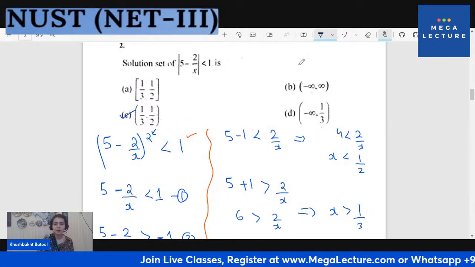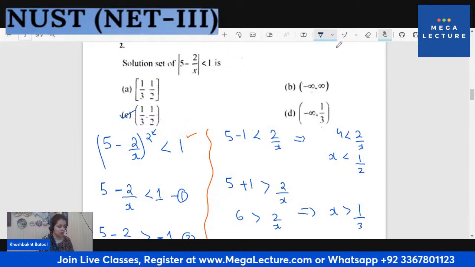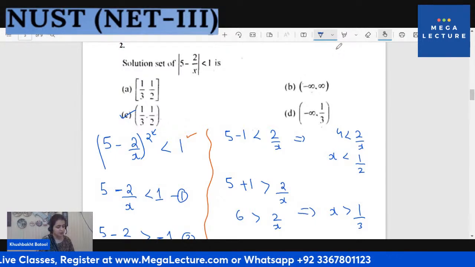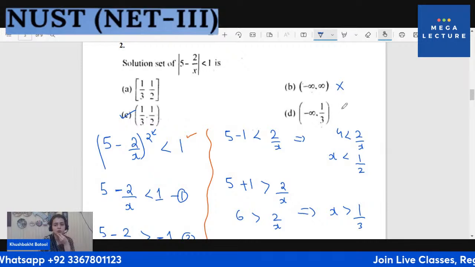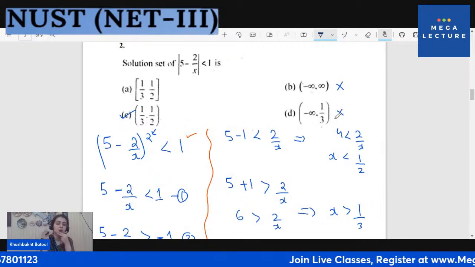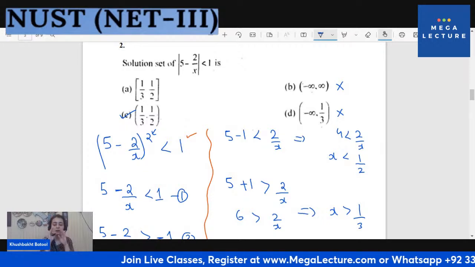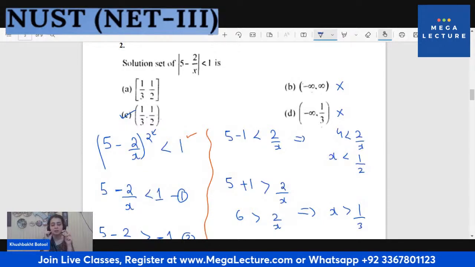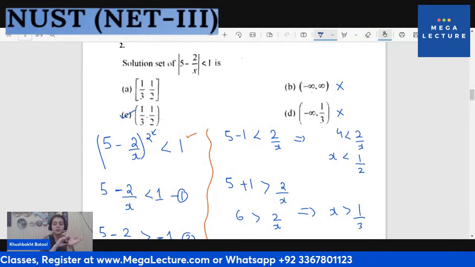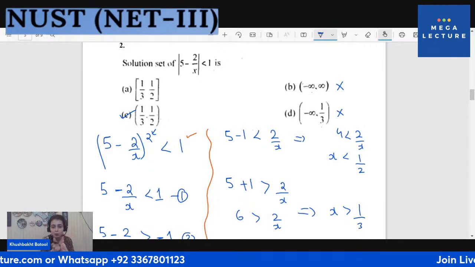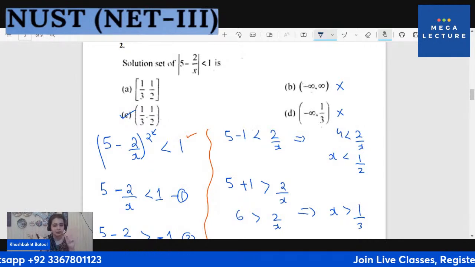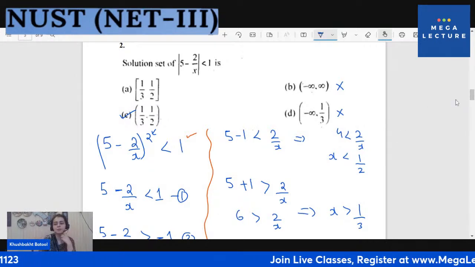Now, the best thing about NET is that you would only be talking about MCQs. Once you say MCQs, it means that you can just cross out the wrong options and go with the right one. This cannot be the choice. This cannot be the choice. Again, what is the difference in A and C? The difference in A and C is that in A you have square brackets, and square brackets imply that the upper and lower bounds, that is 1 by 3 and 1 by 2, would be included in the interval, which is not the case, right? So that is why the answer is C.